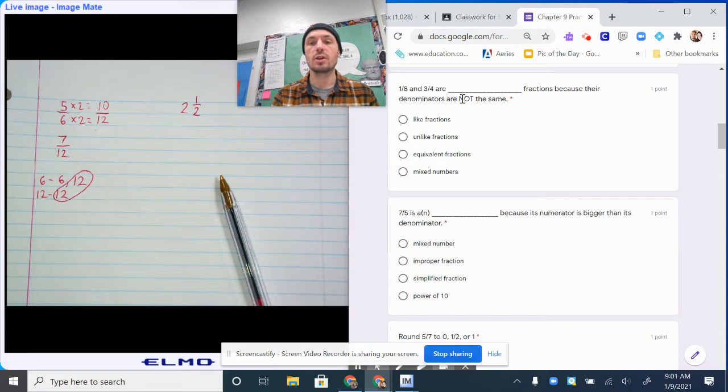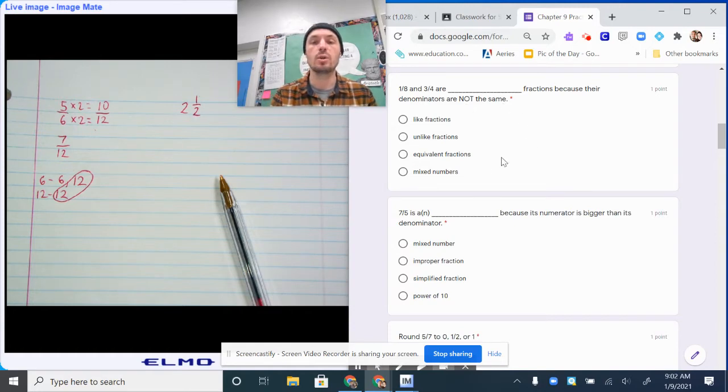1/8 and 3/4 are blank fractions because their denominators are not the same. So what do we call fractions that don't have the same denominator? They're not like fractions, they're unlike fractions. Anytime fractions have different denominators, they're unlike fractions. Now, fractions that have different denominators could also be equivalent fractions, but these aren't equivalent fractions.